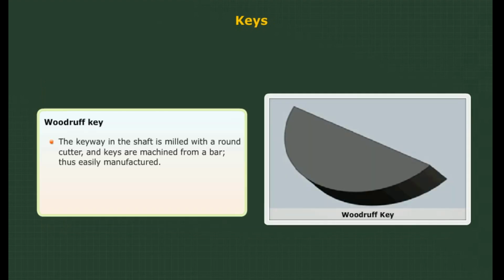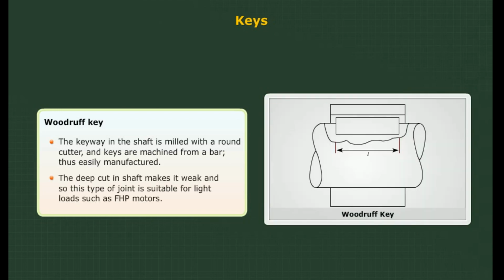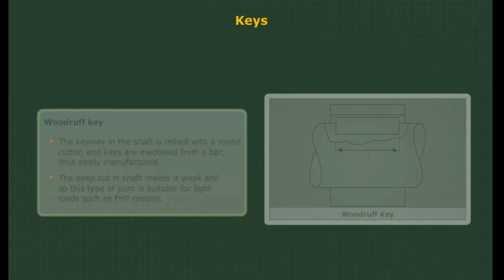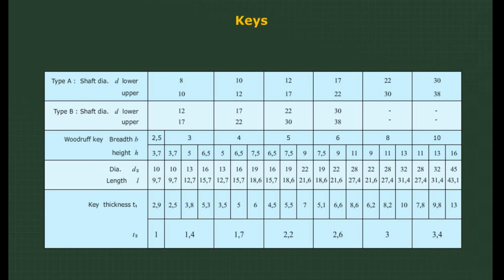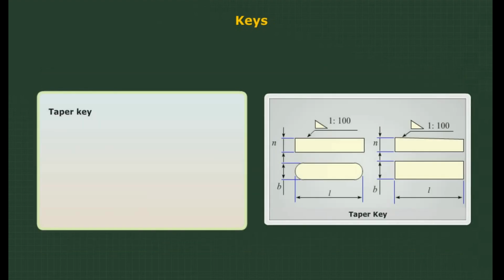Woodruff key. The keyway in the shaft is milled with a round cutter, and keys are machined from a bar, thus easily manufactured. However, the deep cut in the shaft makes it weak, and so this type of joint is suitable for light loads such as FHP motors. The basic dimensions of Woodruff keys are shown here.